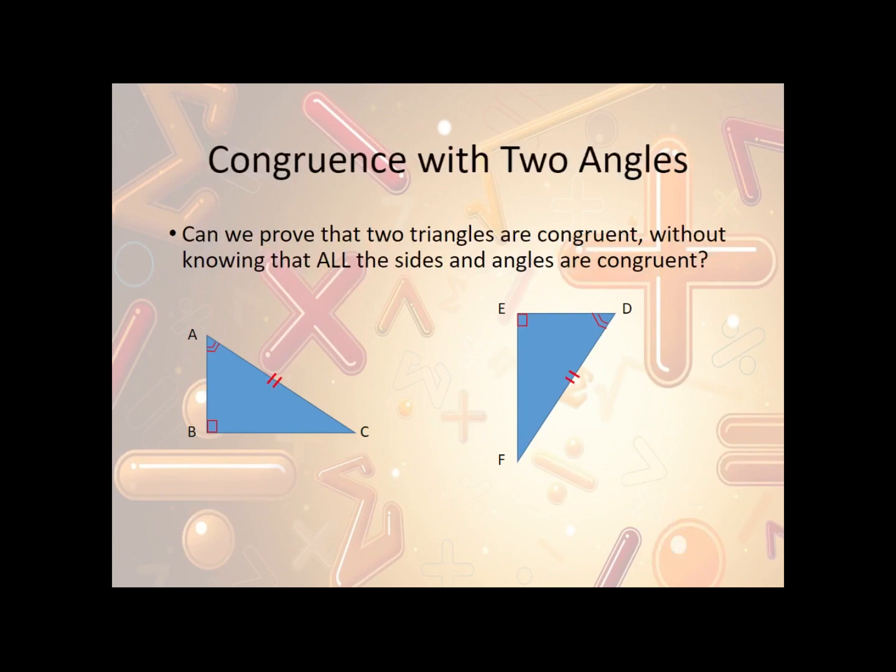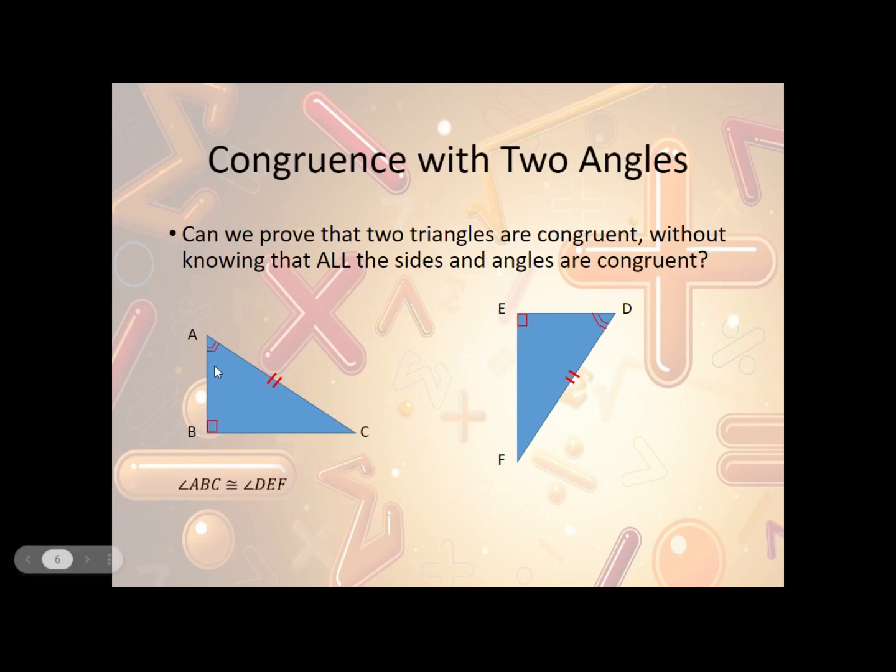Now, what if we know two angles and a side, but the side is not between them? Can we still prove that those are congruent then? So here we have angle, angle, and a side, or a side, angle, angle, however you want to look at it. So can we prove that those triangles are congruent? Well, first, let's state what we know.